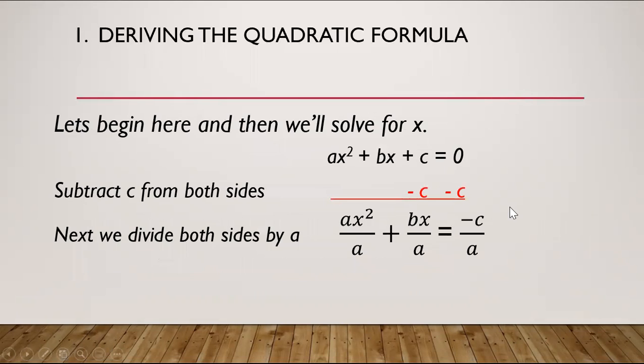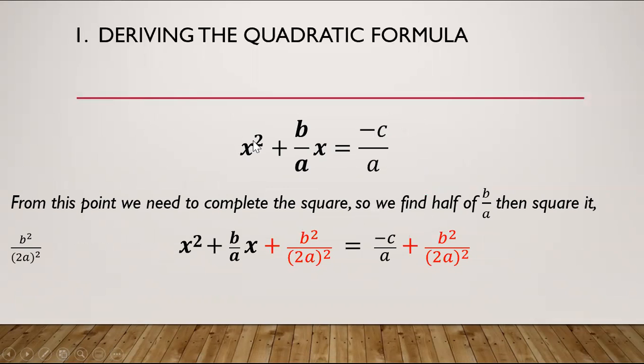So we're going to start by solving this for x. We'll subtract c from both sides, leaving ax squared plus bx equals negative c. Then we'll divide both sides by a. This term will cancel, and we're left with x squared plus b over a x equals negative c over a.